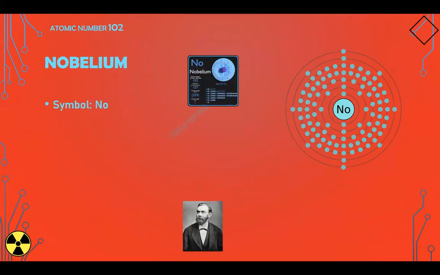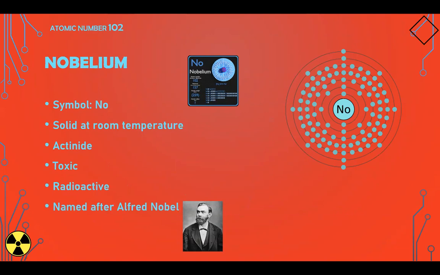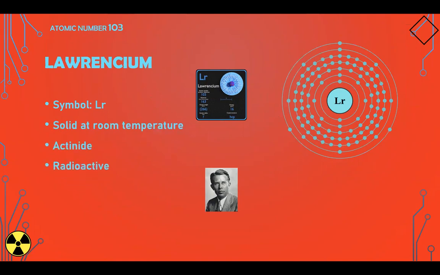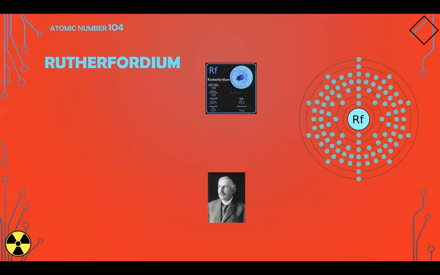Nobelium, its symbol is No. It is a solid at room temperature. It's an actinide. It's toxic. It's radioactive. It's named after Alfred Nobel, after which Nobel Prizes are also named. And Nobelium has no uses yet. Lawrencium, with the symbol Lr, solid at room temperature, actinide. It's radioactive. Lawrencium is named after the scientist Ernest Lawrence. It has no uses yet.